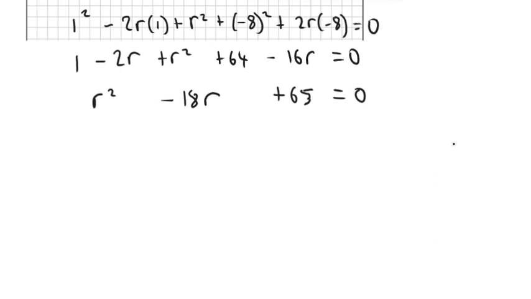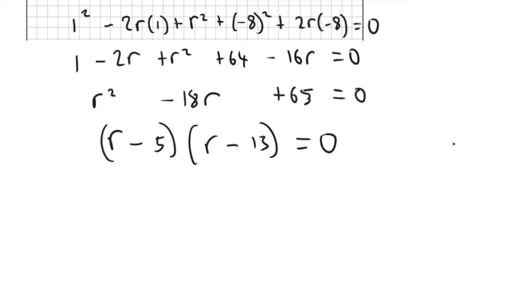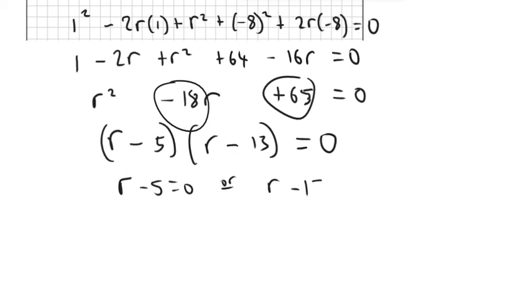So we've just got a quadratic. We just need to find two numbers that multiply to give 65 and add to give minus 18. So r squared minus 18r plus 65 equals 0. For 65, you could have 1 times 65, or 5 and 13. 5 and 13 are going to be the ones, and they both have to be minus, because they must multiply to give a positive and add to a minus. Minus 5 take away 13 is minus 18, so that works. So r minus 5 equals 0, r minus 13 equals 0, so r equals 13 or r equals 5.